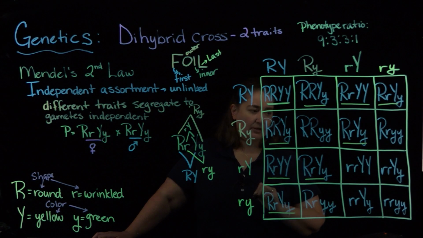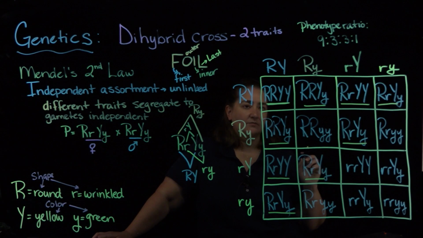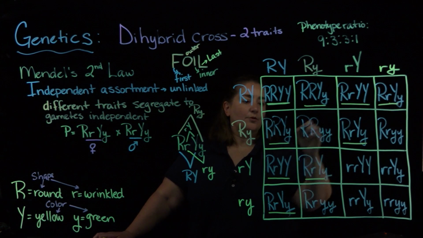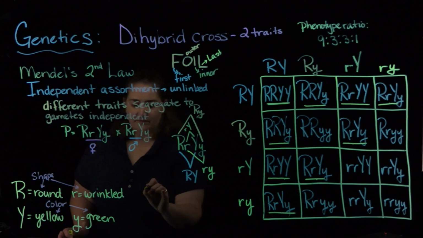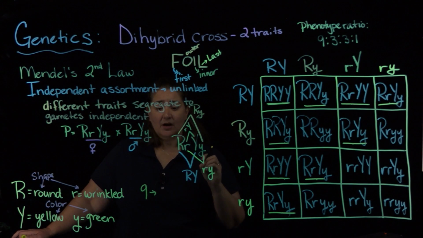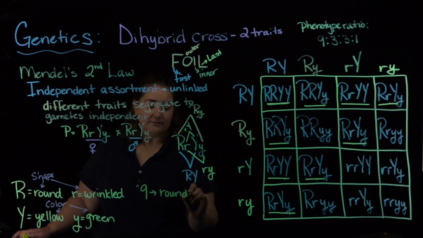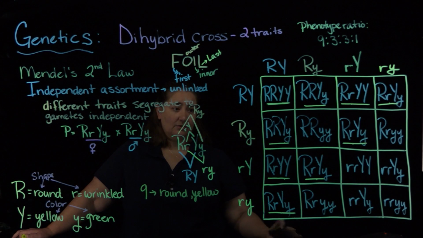Okay. Now, if I've filled this out correctly and I've tagged all of them, hopefully I've done that, okay, what we're going to see is 1, 2, 3, 4, 5, 6, 7, 8, 9 potential genotype combinations that will give us a round seed and a yellow pea. Okay? So that's where our 9 comes from.